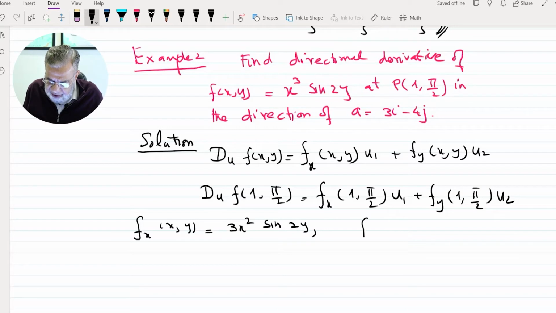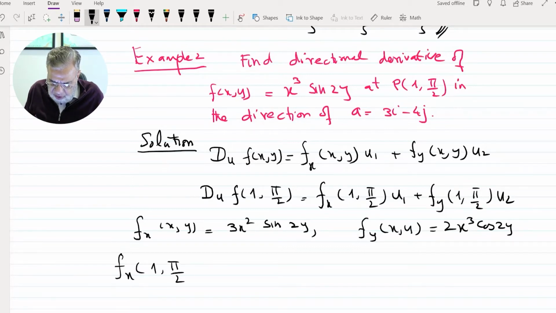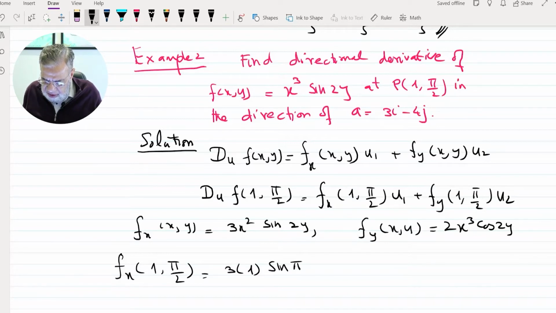I find here f_y(x,y), that gives me 2x³ cos 2y. The derivative of sin 2y is cos 2y, and the derivative of 2y is 2, so we get 2 cos 2y. Now we find the value of f_x at the point (1, π/2). So I get here 3 into 1 sin π. Sin π is 0, so we get this equal to 0.